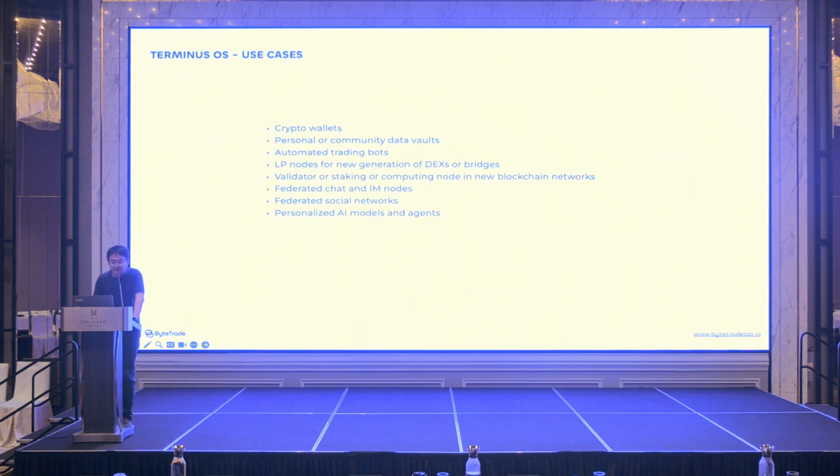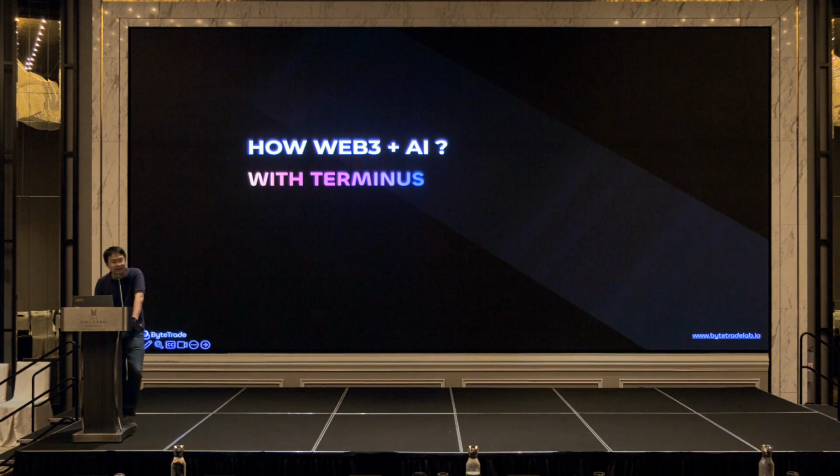So some of the other use cases that Terminus could do, for instance, crypto wallets, personal or community data vault, validator or staking, or computing nodes in new blockchain networks, federated chat and IM nodes, federated social networks, personalized AI models and agents. And here comes to the heart of this presentation about how Web3 and AI with Terminus.